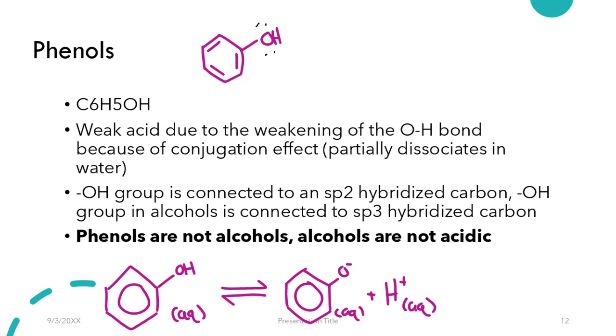So the important thing to remember about phenols is it's a weak acid, and the OH group for phenols is connected to an sp2 hybridized carbon, while in alcohols the OH group is connected to an sp3 hybridized carbon. Okay, so you don't want to mix up the two, because phenols are not alcohols and alcohols are not acidic. So this does not happen to alcohols. And remember, this is just another way to show an aromatic ring, with the ring in the middle.